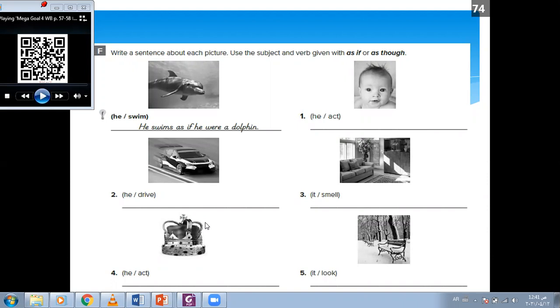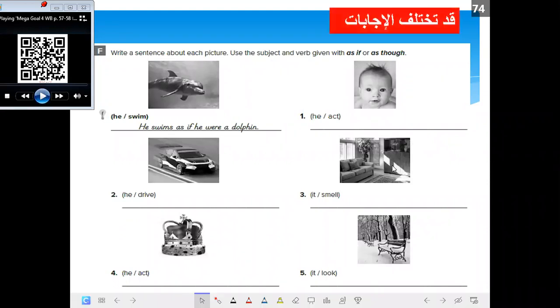Good morning Yusuf. Yusuf, I want you to look at the picture number 1 and give me a right answer as we know or as we did in the example. Okay? Number 1, he acts as if he was a baby. Excellent. يبقى طبعا the answers may be different.